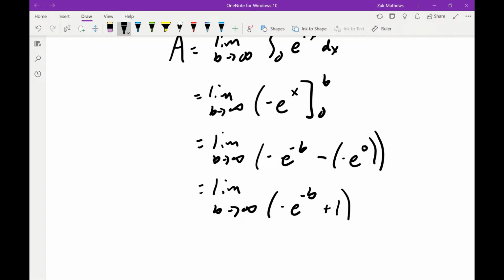And now we're to the point that we need to take our limit. If we think about the limit as our b goes to infinity, well, the negative exponent really means that the e is in the denominator. We would have negative 1 over e to the b power. And so as our b goes to infinity, that term is going to 0.